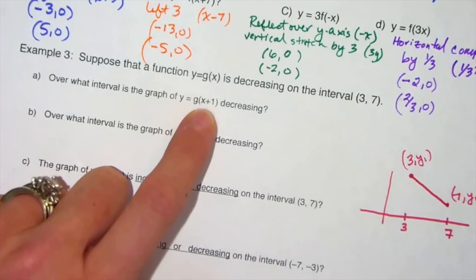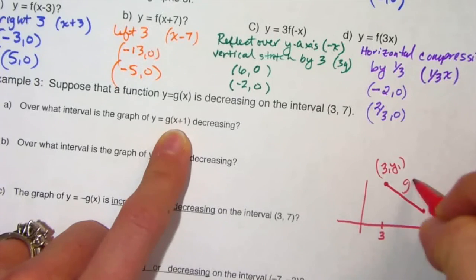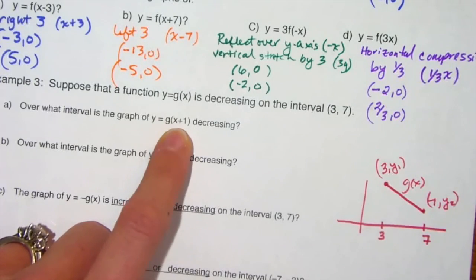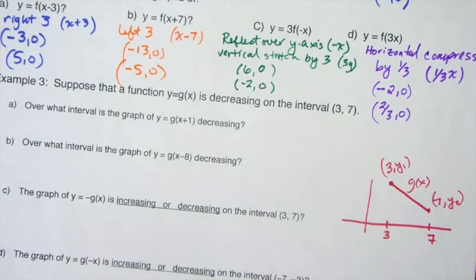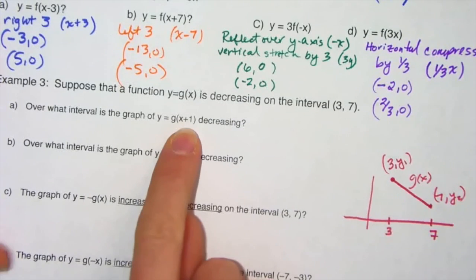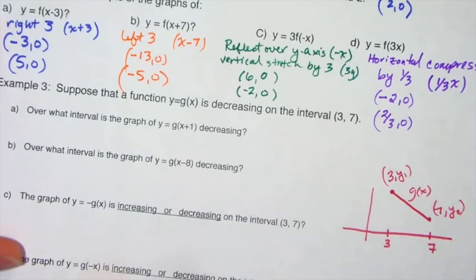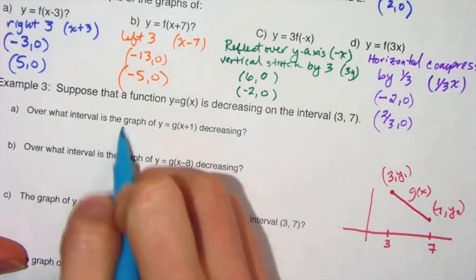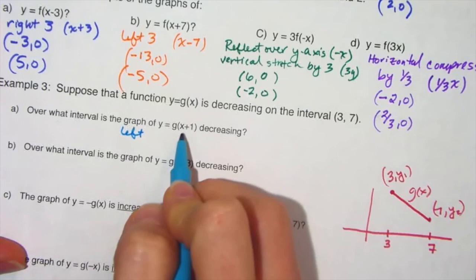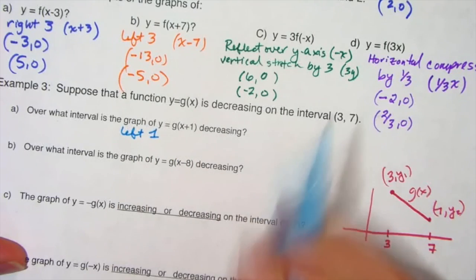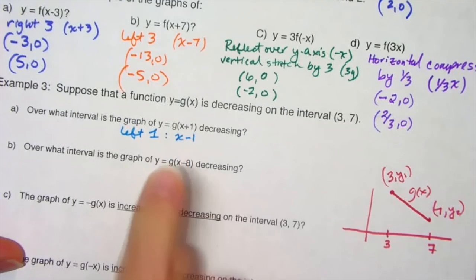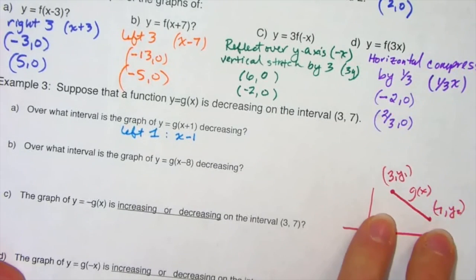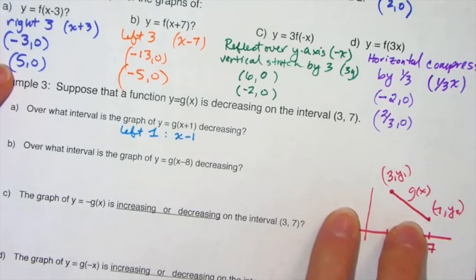So this is the same function because this is my g of x I have here. But now it says g of x plus 1. So what is that doing to my function? Careful, this is moving to the left because this is the input. So we're moving left how far? Left 1. So what does that mean I'm doing to every x in my function? It's x minus 1. So here I have my function from 3 to 7, and I'm literally moving it 1 to the left.